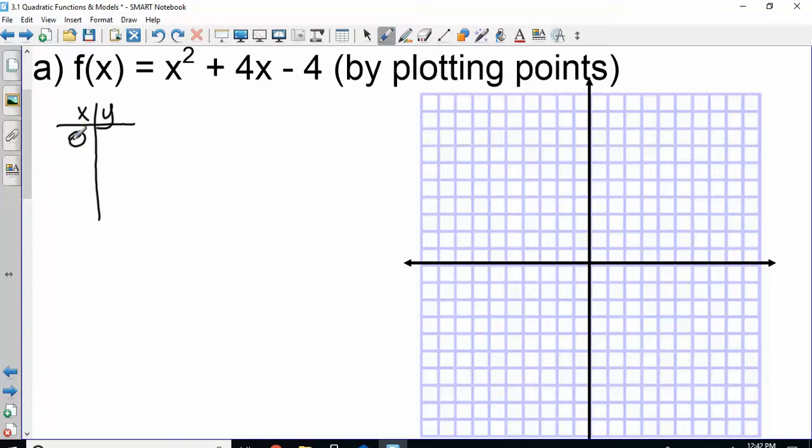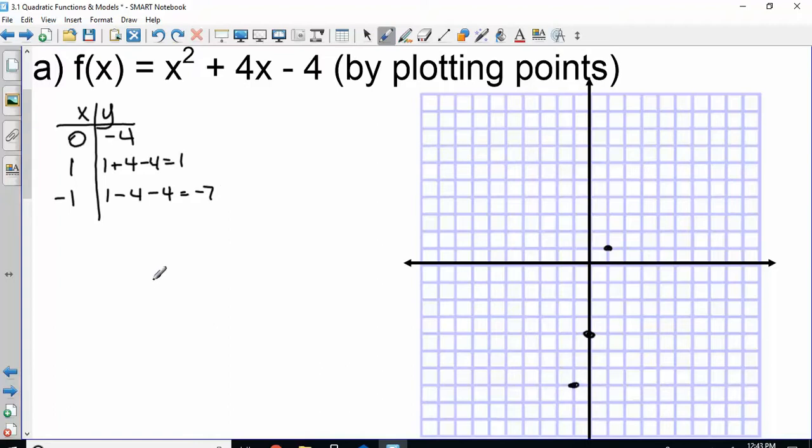So give me a number. What can I plug in? So if I put in 0, I get 0 minus 4, so negative 4. If I put in a 1, 1 squared is 1, 4 times 1 is 4, minus 4, and we get 1. What do you want to plug in now? Okay. Negative 1 squared is 1, 4 times negative 1 is negative 4, minus 4, and we get negative 7.